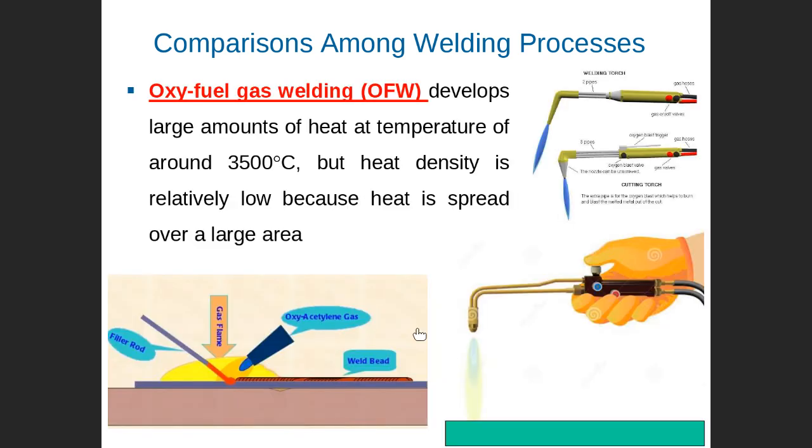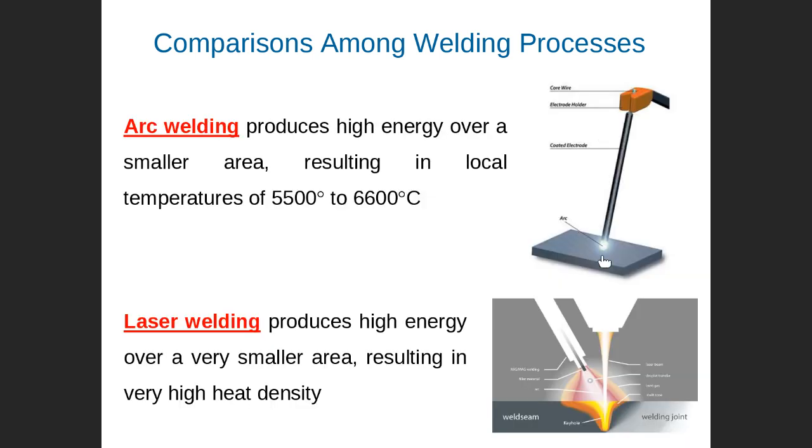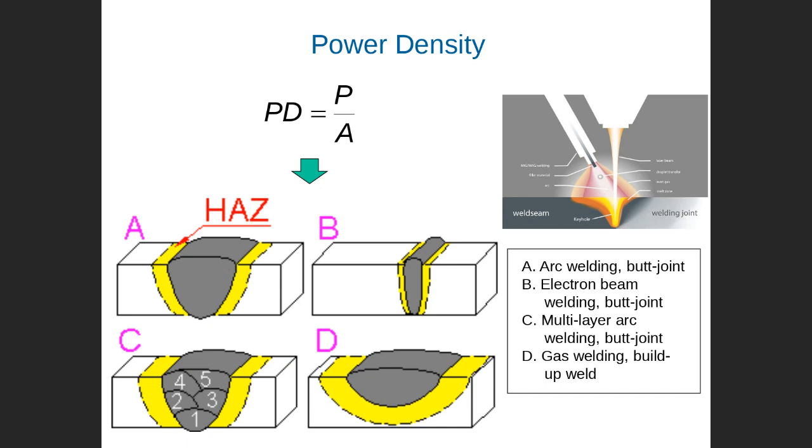The area for this one is on a millimeter scale, maybe 2 millimeters. So you can see the big area here. Here is a smaller area actually, but for laser it is still a very, very small area compared with this one. This one is laser welding, for example, or electron beam welding. This is gas welding. This is arc welding.